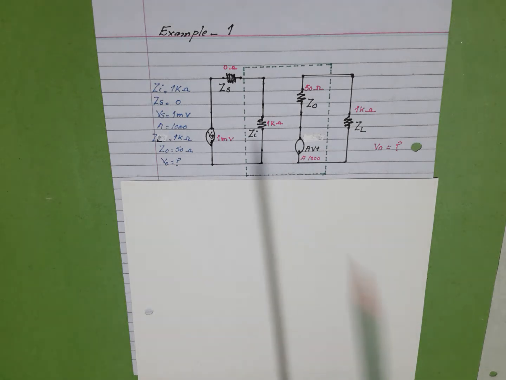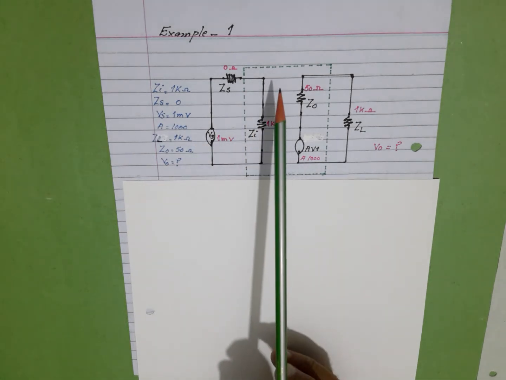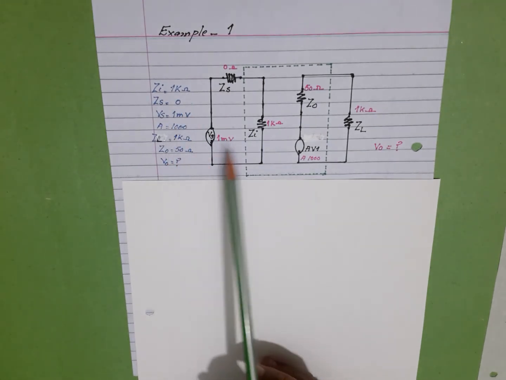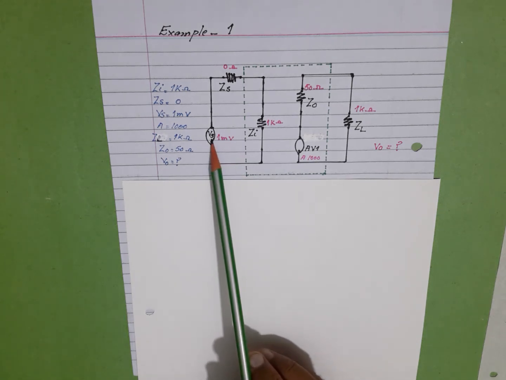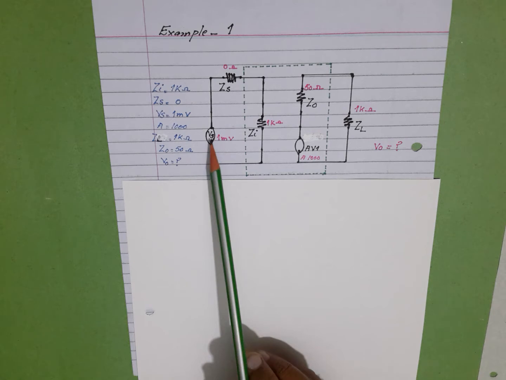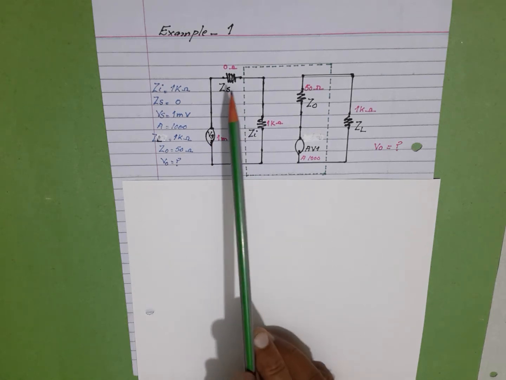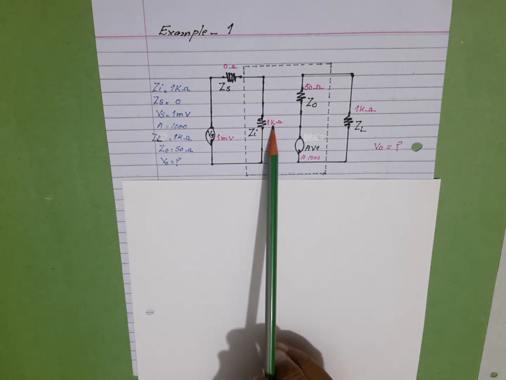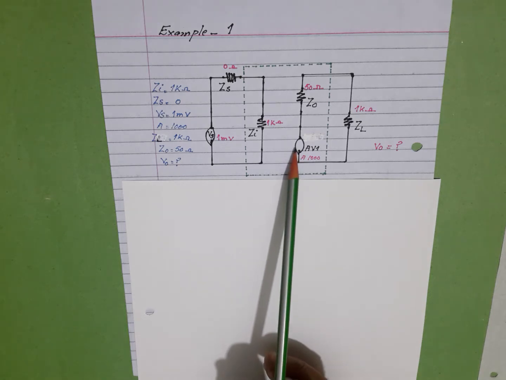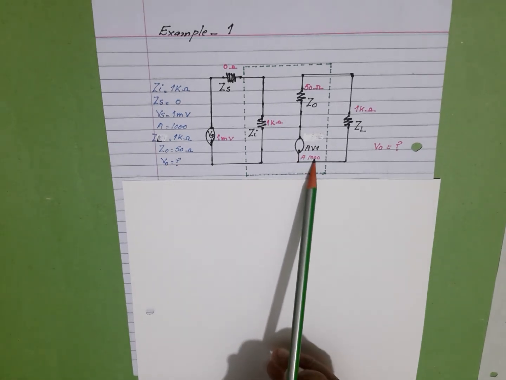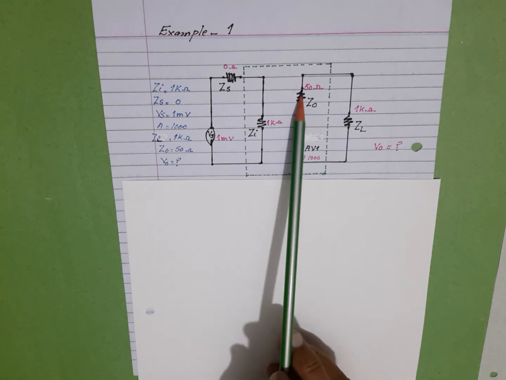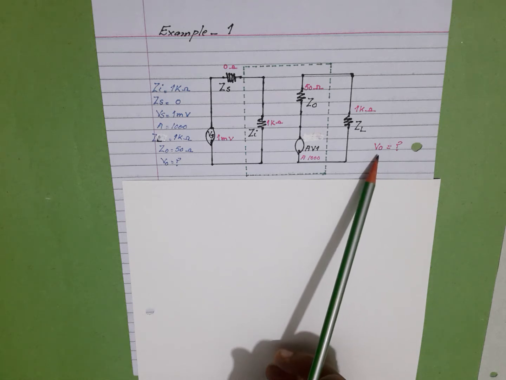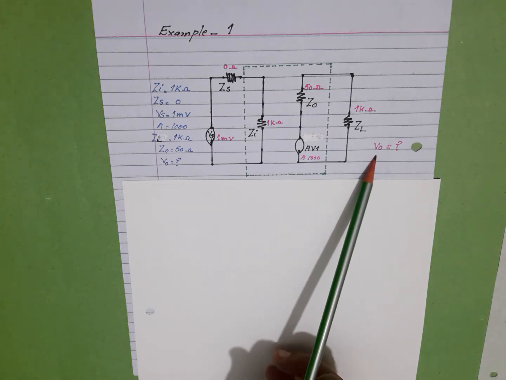Looking at the circuit configuration, we have a black box. These are the specifications given. We start from this side. Vs, the source voltage or supply voltage, is 1 millivolt. Zs is 0. Zi, the input impedance, is 1 kilo ohm. This is the output controlled generator. The gain is 1000. Zo is 50 ohms. Zl is 1 kilo ohm. And we have to find out V0, the output voltage.